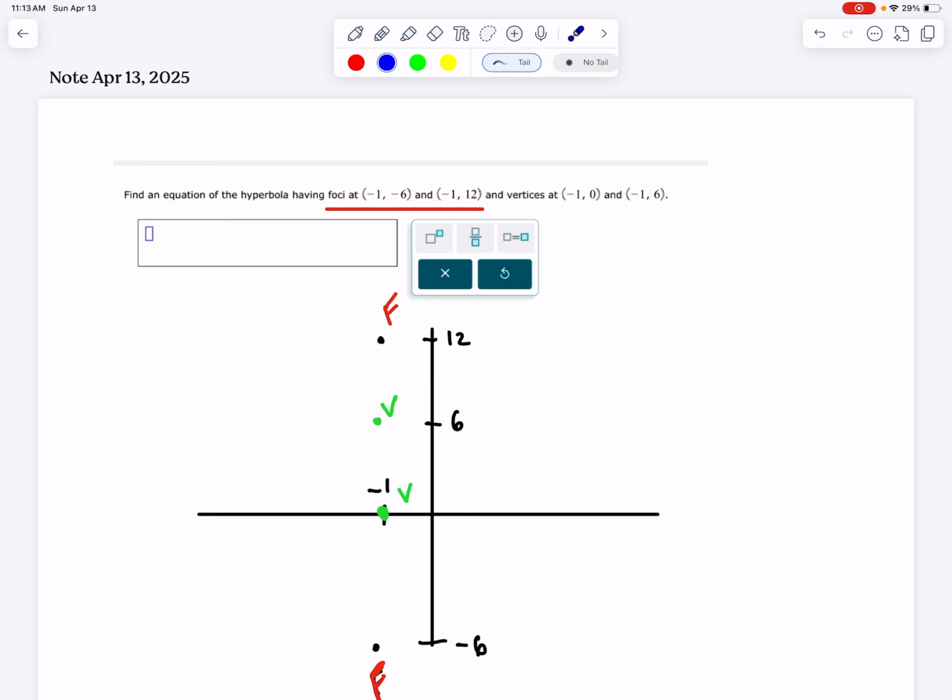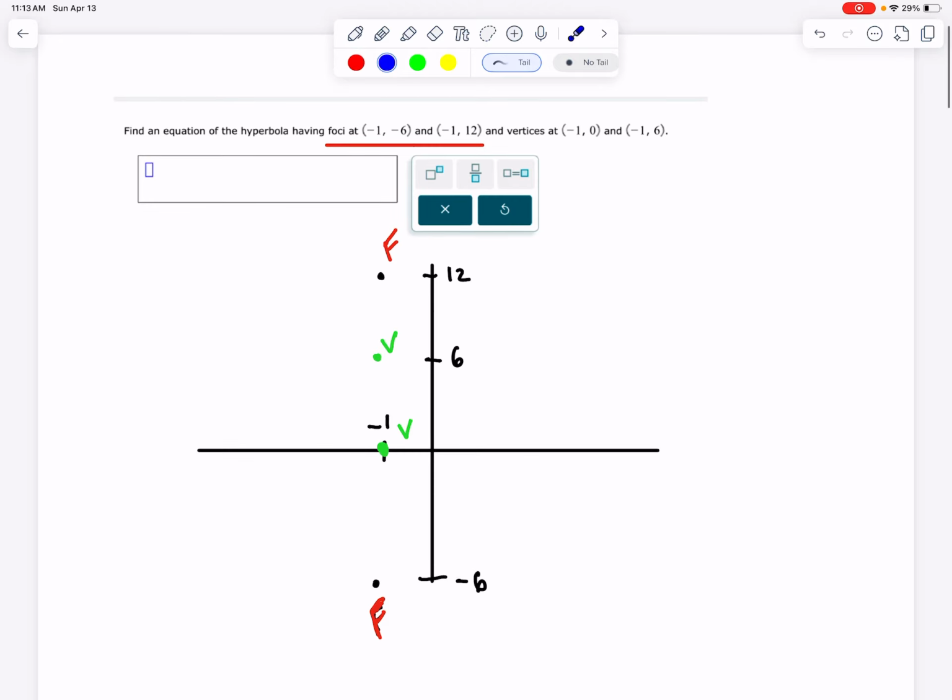All right, let's take a look at this. Find an equation of the hyperbola having the foci at (-1, -6) and (-1, 12), and vertices at (-1, 0) and (-1, 6). Okay, so the first thing you want to do is draw a picture.